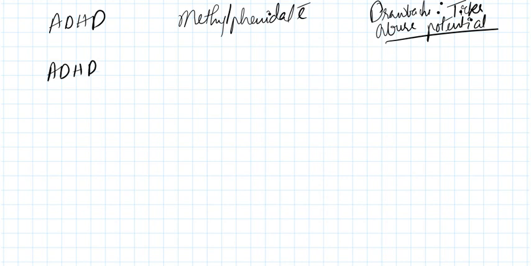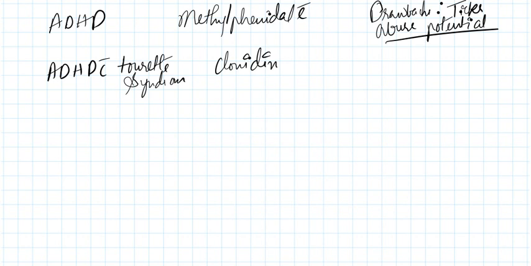If the patient has ADHD with Tourette syndrome, then the drug of choice changes. It will be clonidine, not methylphenidate. If the patient only has ADHD, you can go for methylphenidate. But if the patient has ADHD with Tourette syndrome, you should give treatment with clonidine, right?